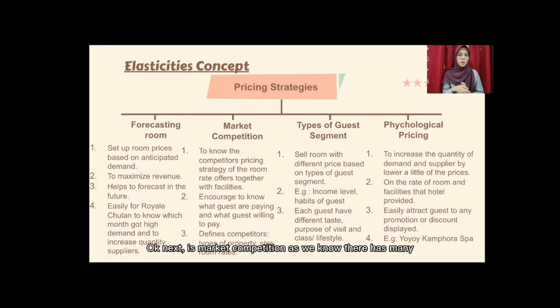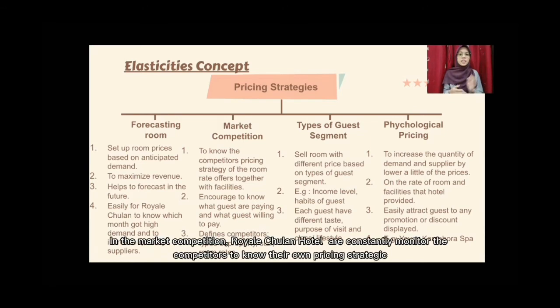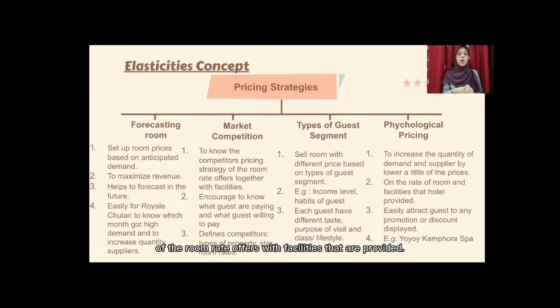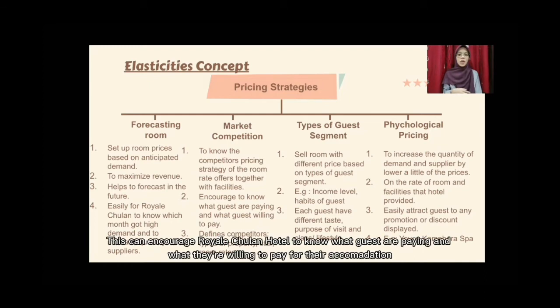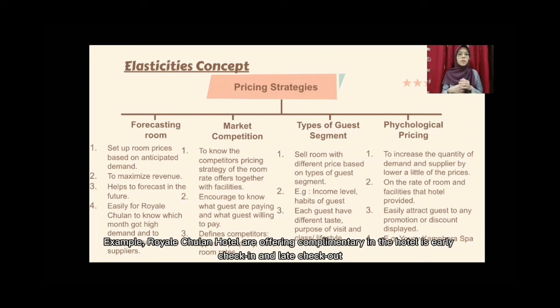Okay, next is market competition. As we know, there are so many accommodation options in the world that offer affordable prices, such as chalets and container hotels. In market competition, Royal Chulan Hotel constantly monitors the competition to know their own pricing strategy for the room rate offered with the facilities they provide. This can help the hotel know what guests are paying and what they are willing to pay for their accommodation. The hotel defines the competition based on type of property, star category, complimentaries, and others. For example, Royal Chulan Hotel offers complimentaries in the hotel, early check-in and late checkout.